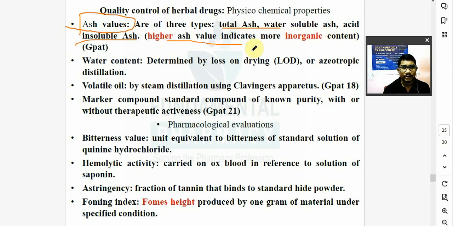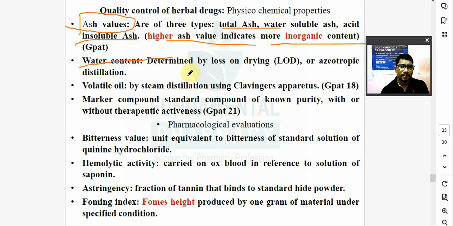Water content can be measured either by loss on drying (LOD), by azeotropic distillation or toluene distillation method, or by KF reagent. In volatile oil measurement, it is done by steam distillation, and for that a particular apparatus is used: Clavenger's apparatus. A question came in GPAT 2018: which apparatus is used for the isolation of volatile oil by using steam distillation? Clavenger's apparatus. Remember this.